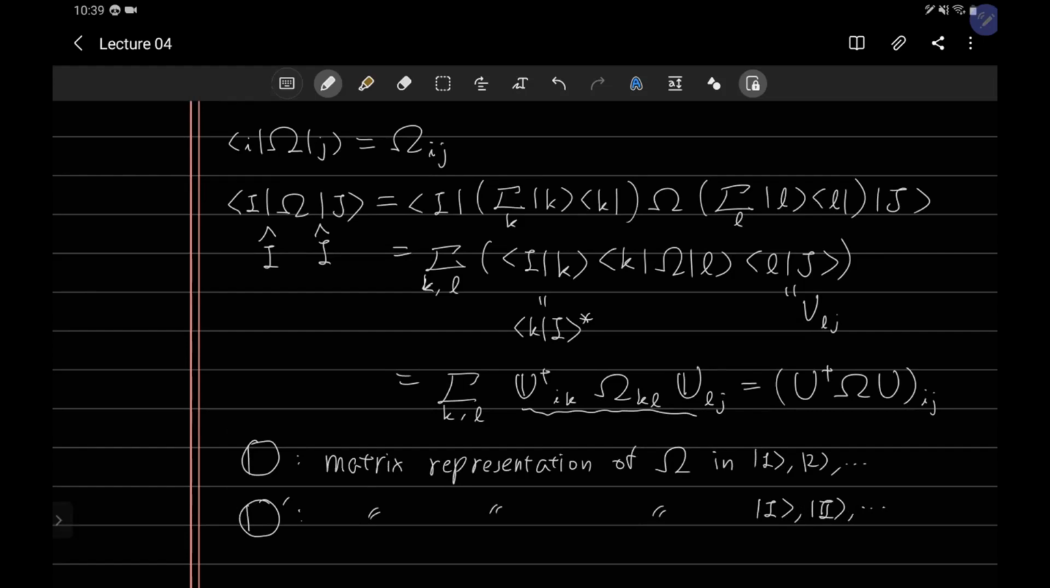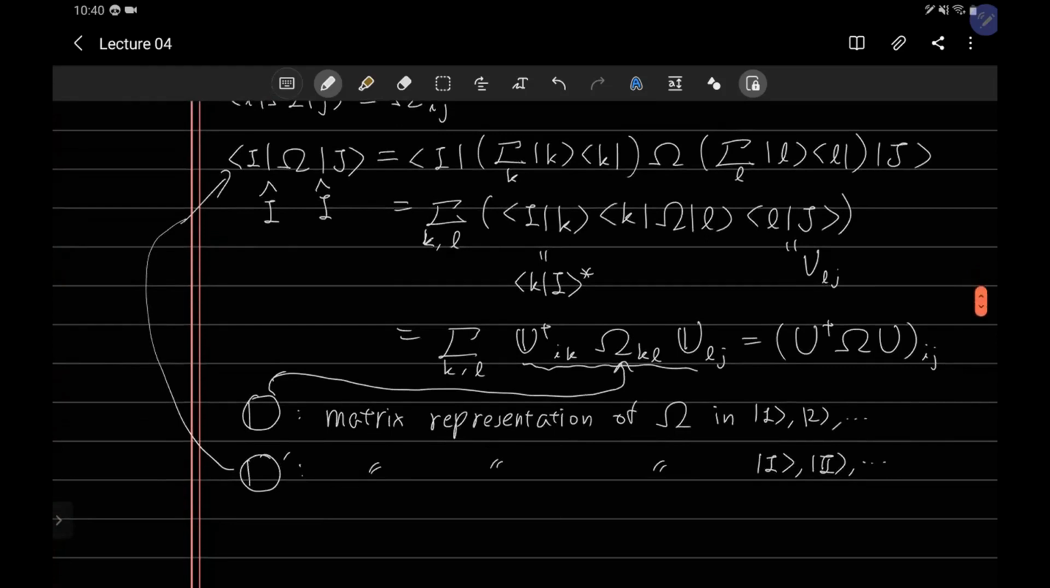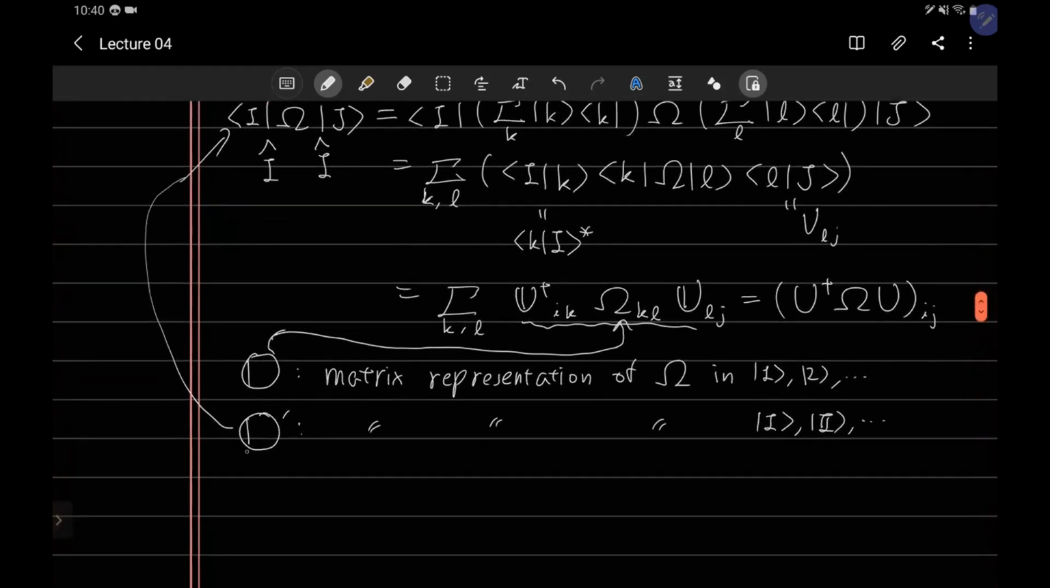And then this part is this, and this one corresponds to this one. And then here, U is the matrix representation of U in the original basis. So each of these components is the matrix representation of U.